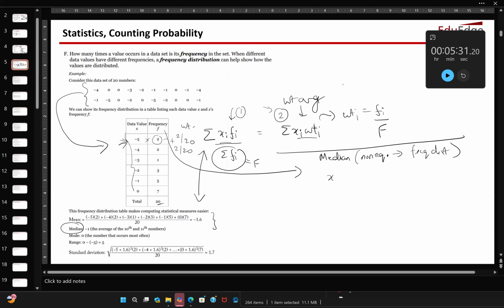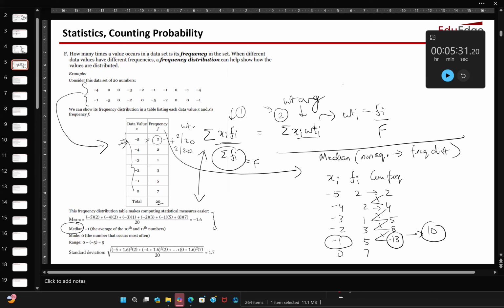So I have the data value, I have frequency, and then I have cumulative frequency. So -5, -4, -3, -2, -1, 0, with frequencies 2, 2, 1, 3, 5, 7. Cumulative frequency is 2. Here it becomes 4. So you keep adding this plus this. Then you have 5. Then you have 8. And as soon as you add this, you get 13. And you're crossing 10 at -1. And the total count is 20.